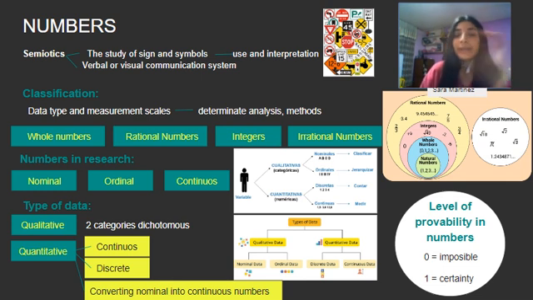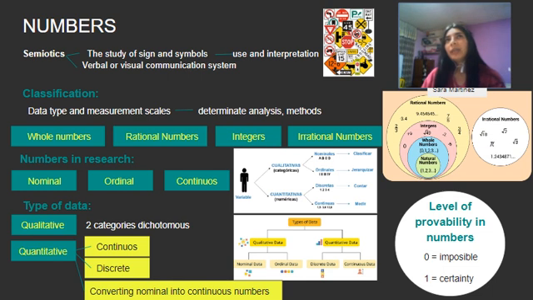Next, numbers in research are nominal. Nominal numbers don't count or measure anything, they just name or label things. Second, ordinals show sort order. And finally, continuous numbers count and measure at any point of the scale and can include fractions.